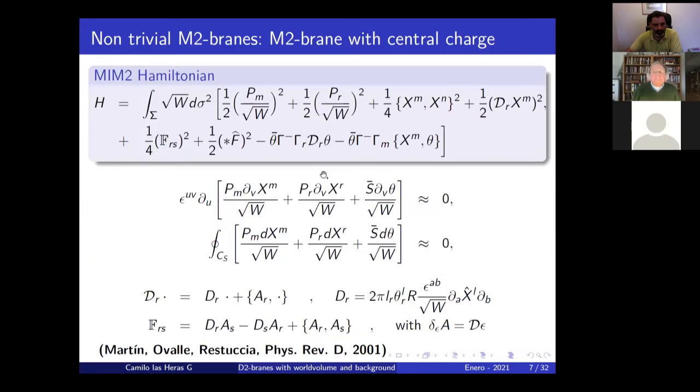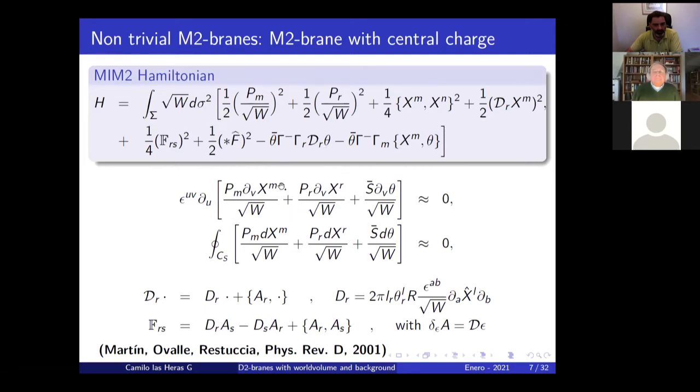The Hamiltonian of the M2 brane with central charge is given by this expression, where there are 2 kinetic terms, a quartic potential term, a symplectic derivative given by this definition, and a symplectic curvature that appears on the theory restricted with this topological restriction, where this A shall be a symplectic connection. There is also a monopole term related to this M2 brane, and the supersymmetric terms.